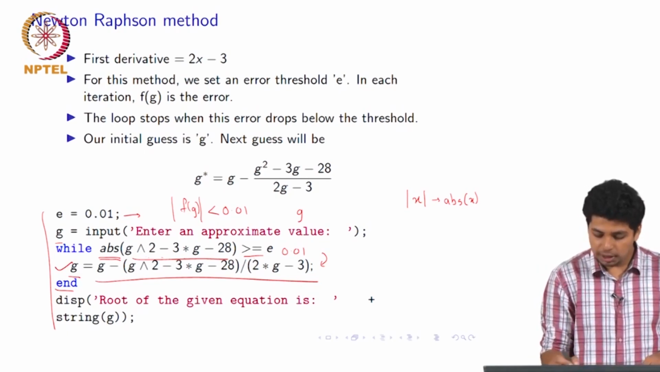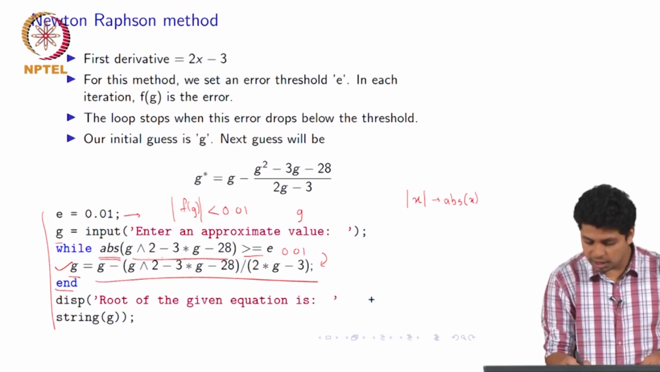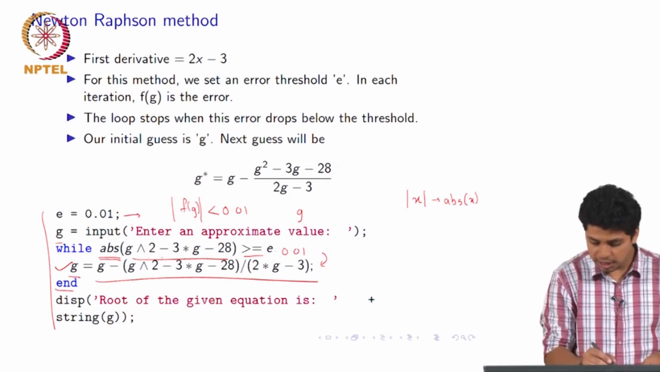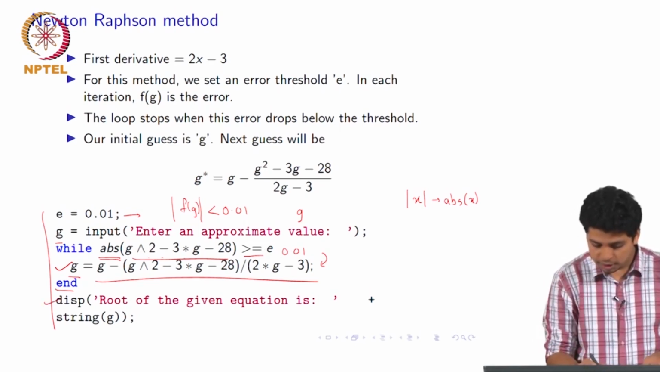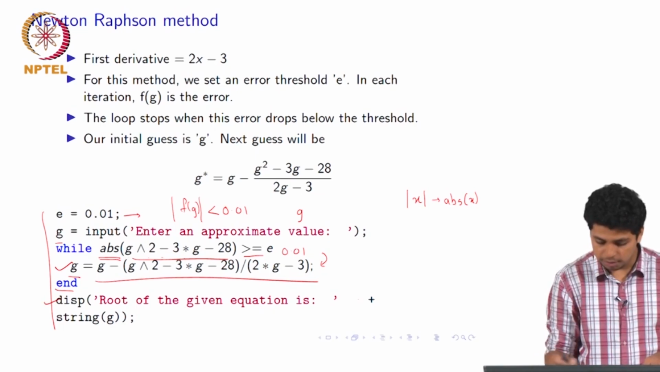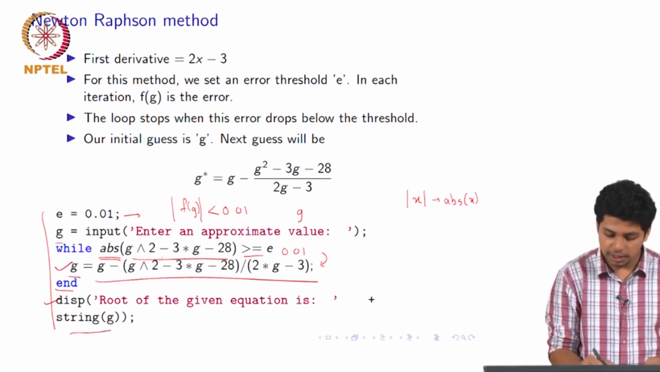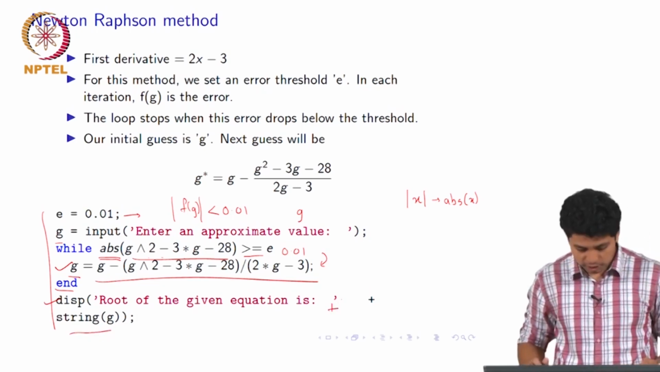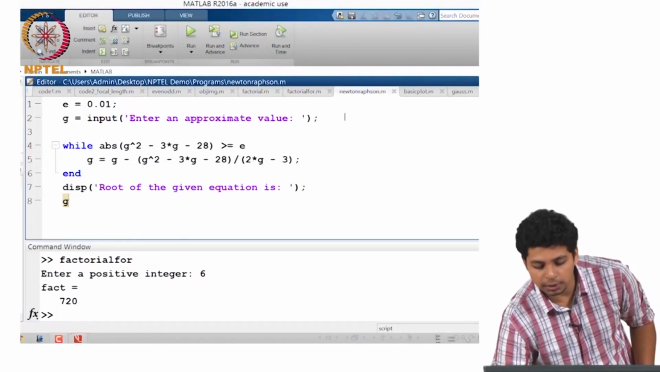The moment the value of the absolute value of g square minus 3g minus 28 falls below e, the execution of the loop will stop, and we will accept that g as a solution. And then the last statement is display the root of given equation is string g. So I mean string g as in the value of g is converted into a string, and it is appended to this statement. Now we will run this program, and we will see if it will give us the right answer.